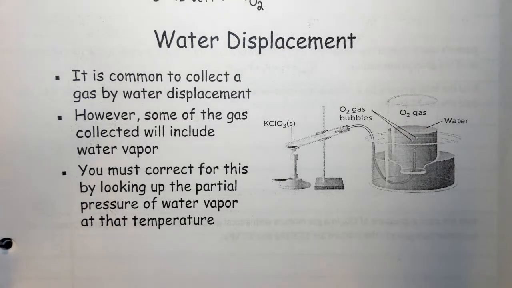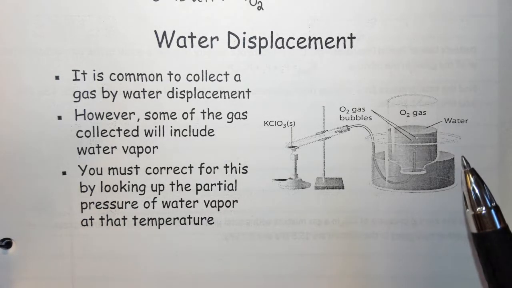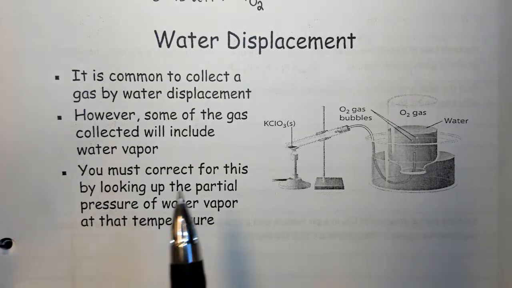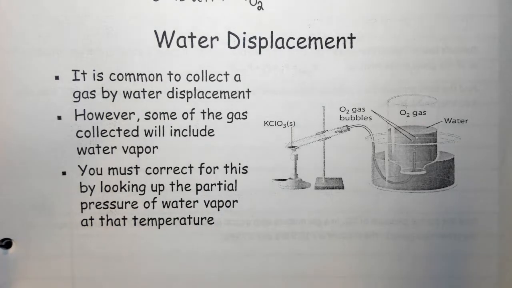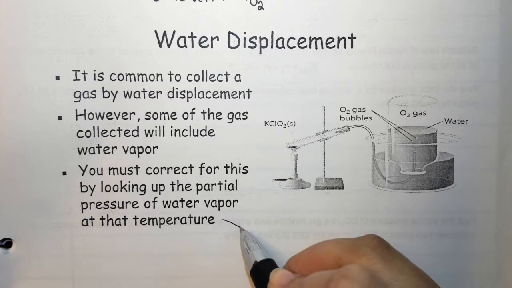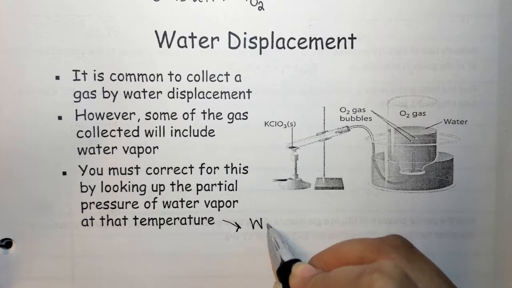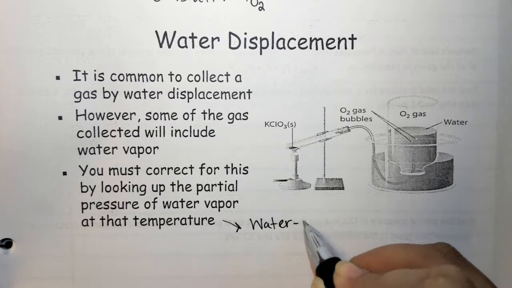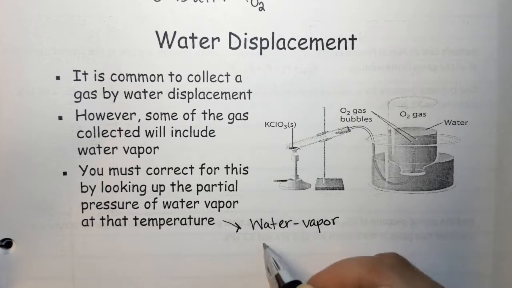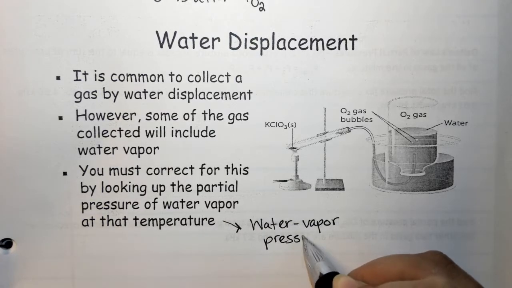However, some of the gases collected will include water vapor because it is traveling through water. So we must correct for this by looking up the partial pressure of water at that temperature. And this is given to us using a water vapor pressure reference chart. And I'll show you that in just a second.